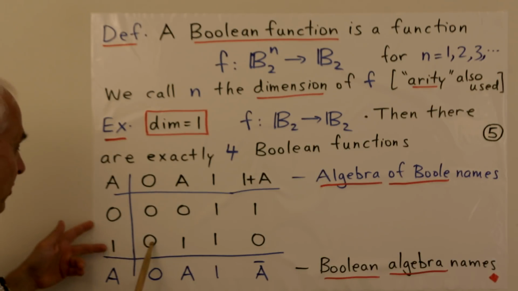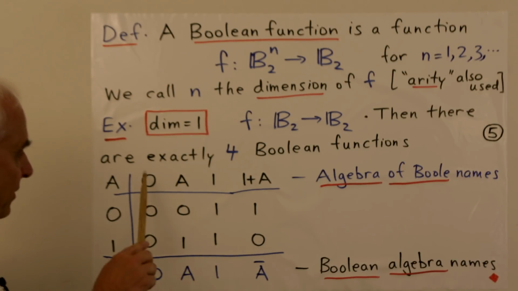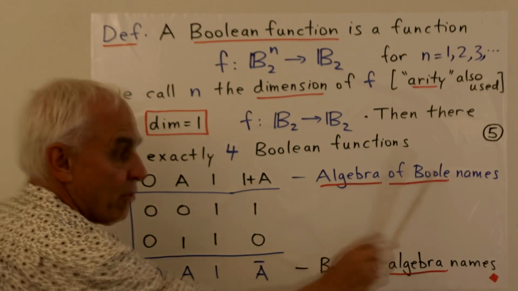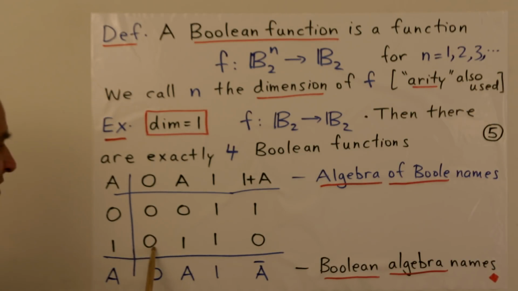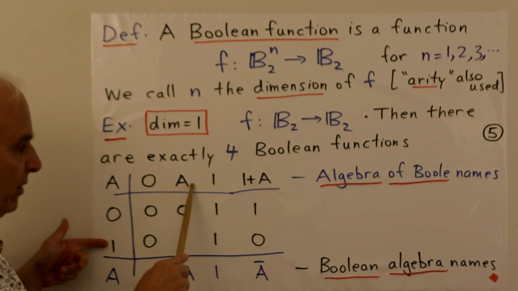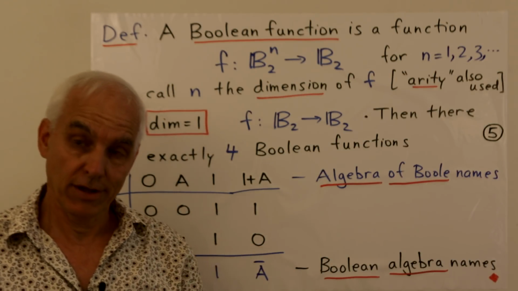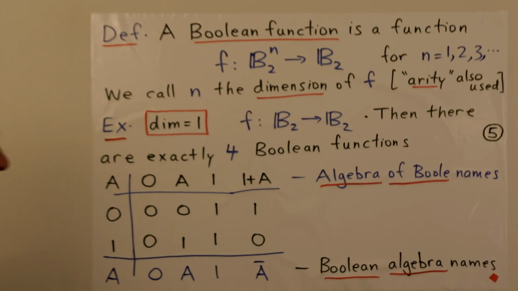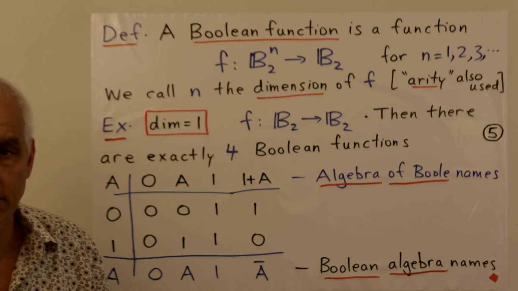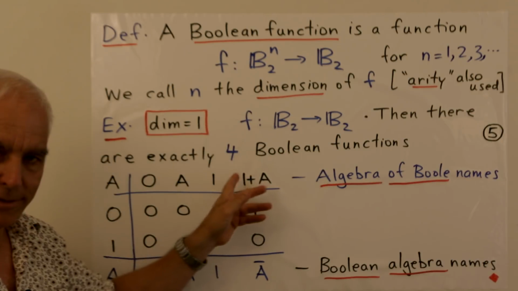So the question is, what are the possible functions on 0 and 1? Well, one function is 0, 0. Another is 0, 1. Another is 1, 1. And another was 1, 0. And the names for these are, in the algebra of Boole, this is the 0 function. This is the 1 function. This is the A function. In other words, it has the same values as the input. And this is 1 plus A, which is the way we express negation in the algebra of Boole. In the Boolean algebra framework, the names for these 4 Boolean functions would be 0, A, 1, and A bar. In the Boolean algebra, we have the bar. In the algebra of Boole, we don't have the bar, but we are able to add 1.